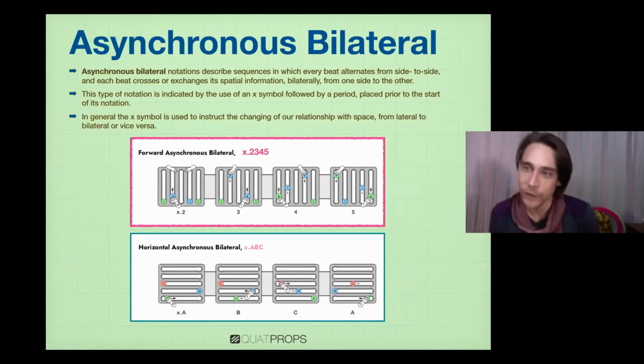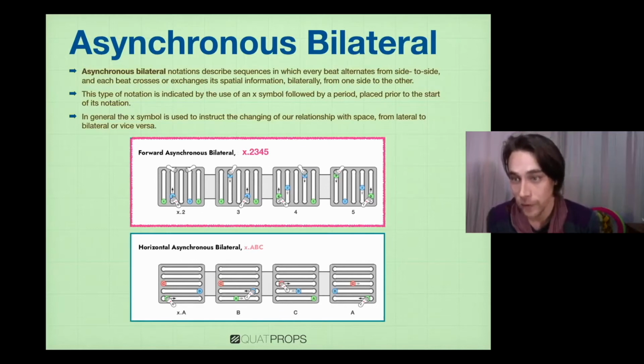And by reversing, anytime you reverse the first beat of an asynchronous pattern, you reverse the spatial relationship of every beat afterwards. And that's why you see the period that comes after that X. It's to let you know that we only apply it once, or it applies to the whole pattern. It's not something that repeats, because the period repeats itself. So in this situation, it would be X 2, 3, 4, 5, 2, 3, 4, 5, 2, 3, 4, 5. It wouldn't be X 2, 3, 4, 5, X 2, 3, 4, 5, X 2, 3, 4, 5, because every X is telling me to change my relationship.